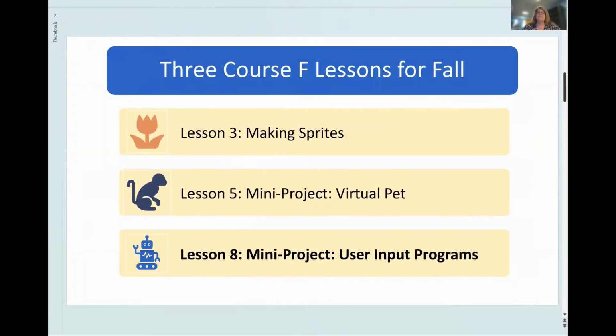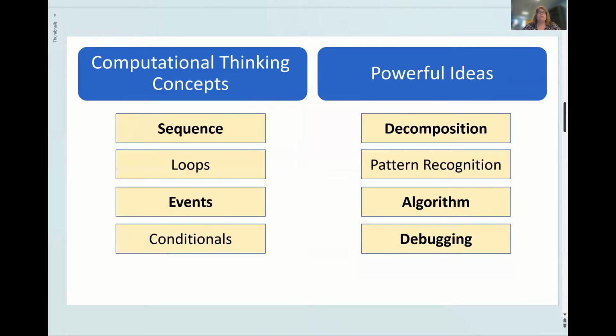There are 3 lessons that we've asked you to do with your students this fall. Those include Lesson 3, Making Sprites, Lesson 5, a mini project with a virtual pet, and Lesson 8, a mini project with user input programs that we're covering today. Computational thinking concepts are the concepts programmers engage with as they program. In this lesson, students will focus on sequence and events as shown in bold.